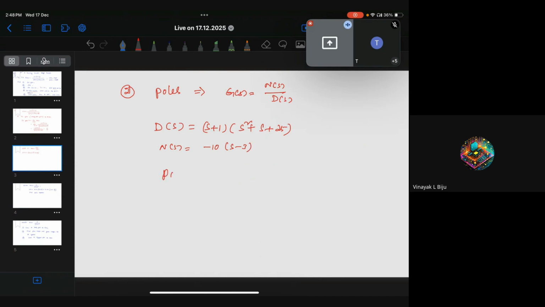So what are the poles? Poles are nothing but p is equal to minus 1, and here the roots of this part. If you use minus b plus or minus root of b square minus 4ac by 2a, you will get minus 0.5 plus or minus j 4.97. And the zero is z is equal to minus 3. Okay, so this is our third question.